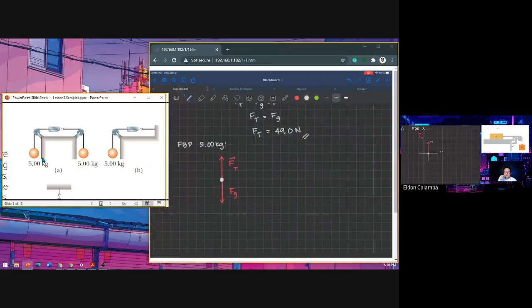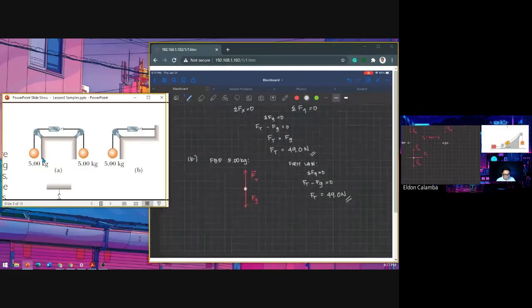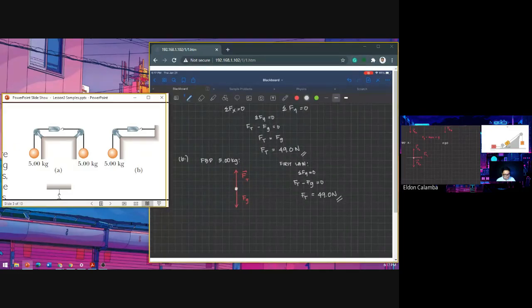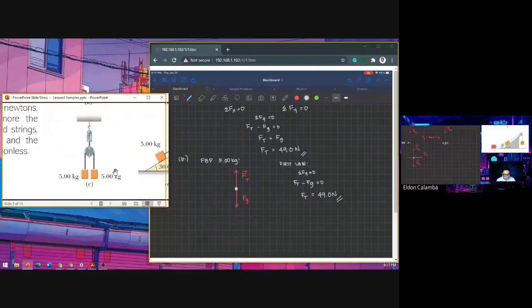Ganyan. Okay, where FG pa din is still equal to 49. So for this one, first law pa din ito. And then puro tayo Y component. So summation of forces sa Y equal to 0. You have FT minus FG equal to 0. So FT is just equal to 49 newtons. So halos the same lang talaga with situation A. Okay? So that's for our letter B. Let's have letter C. Ayan, letter C.